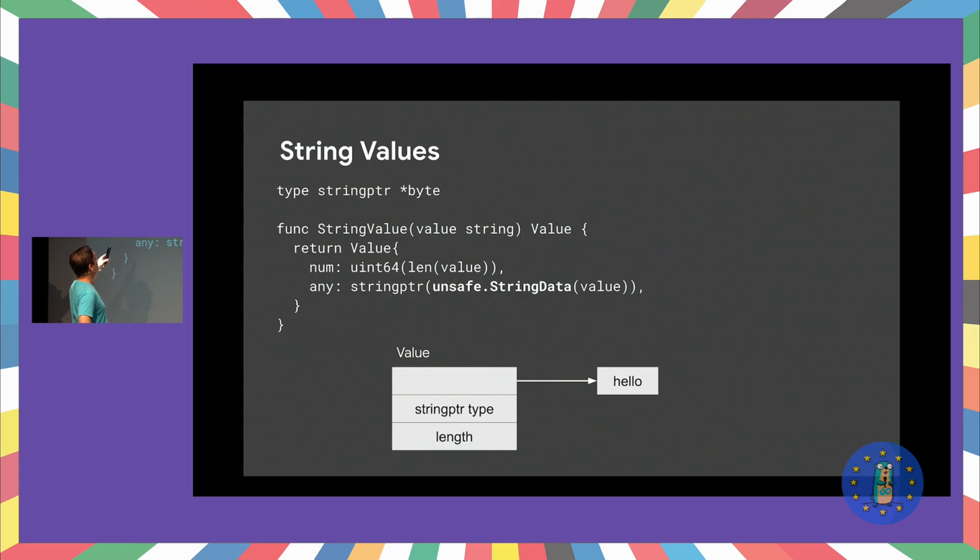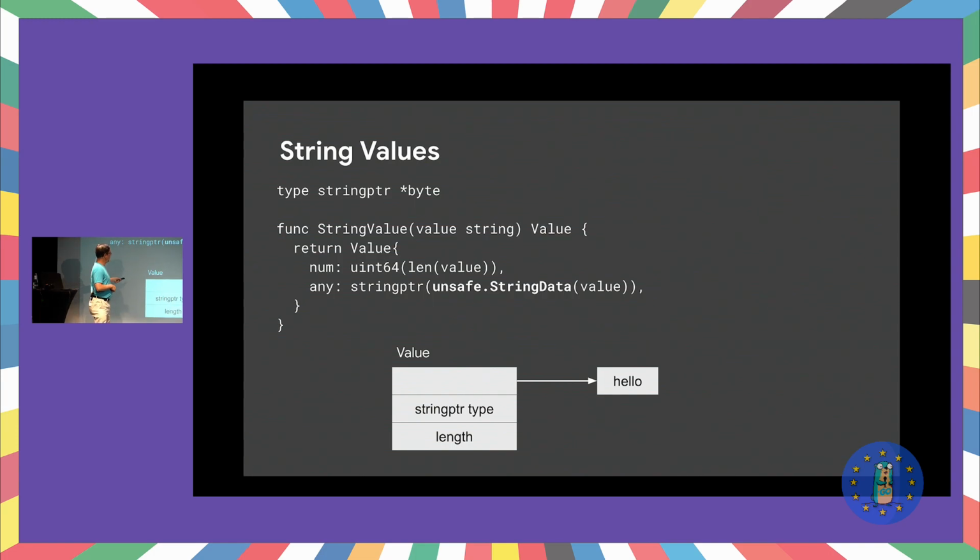So here's what we do. The length of the string goes into that num field, and the any field holds the string data. Now, there's this function in unsafe called StringData that just gives you a pointer to the raw bytes. And it's unsafe because if you play with those bytes, you can get yourself in trouble. But we're not going to play with them. We're just going to store them in this any, and we're going to use our own internal type just so we know that we actually have this string data in there.